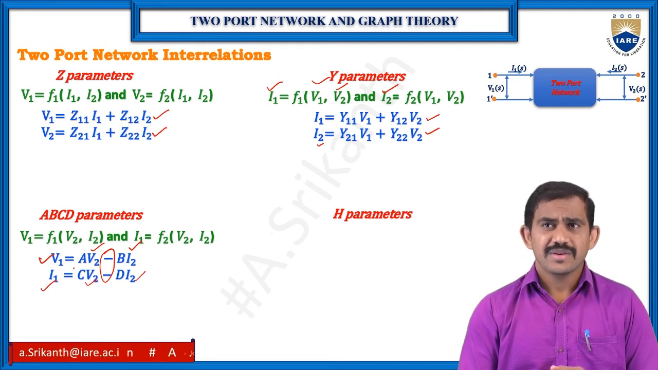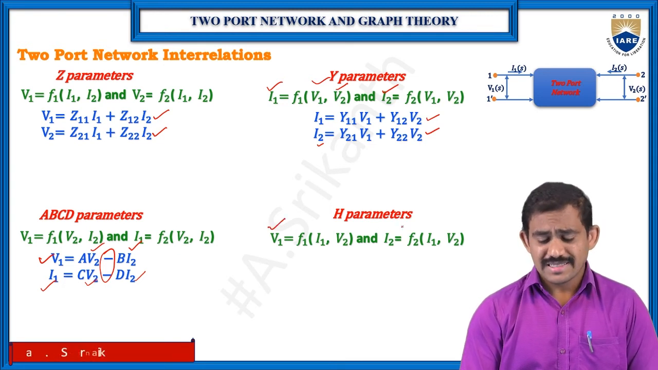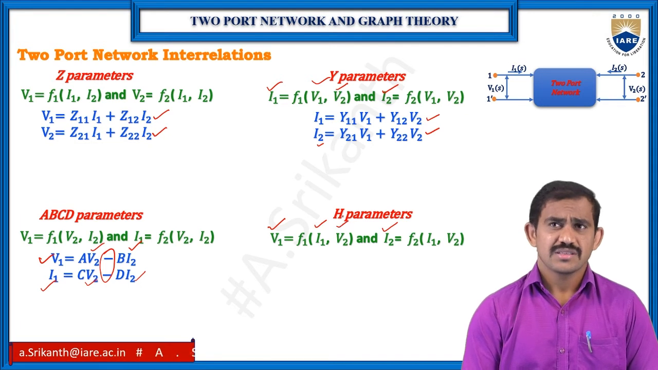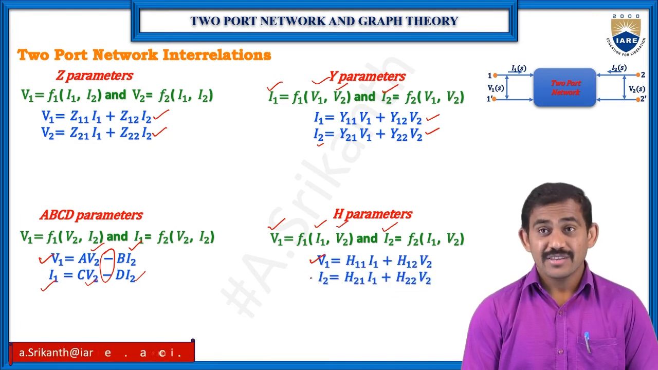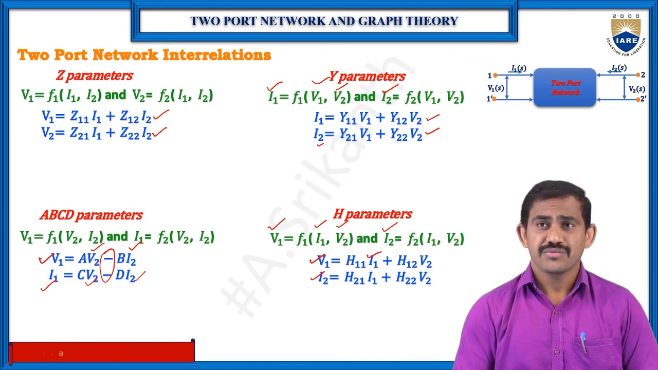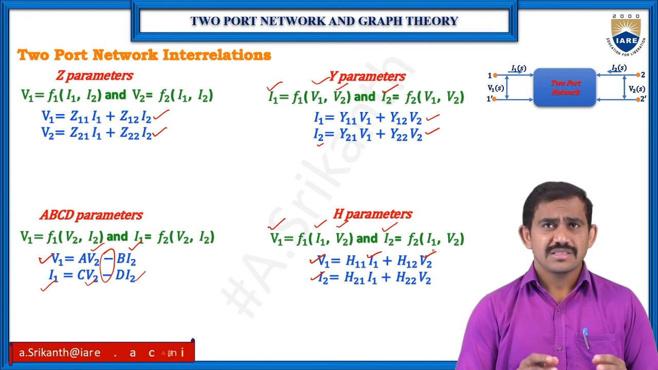Now H parameters, it's a hybrid. So primary voltage and secondary current in form of primary current and secondary voltage. Now the equations: V1 and I2 in form of I1 and V2. So it's a mixing, so hybrid. Okay, so this is Z, Y, ABCD and H parameters.